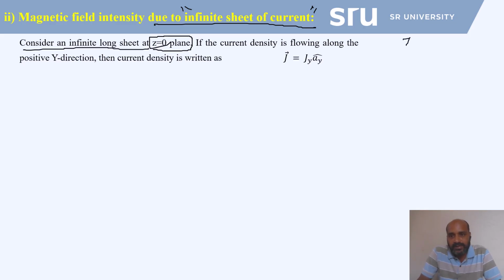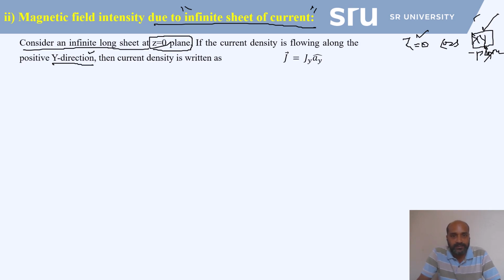I mean, if you say z equal to 0 plane, or you can say xy plane, in the sense, just consider the floor in your room. So let that floor be the xy plane. Then on that floor anywhere the z value will be 0. So you can represent that floor in two ways. Either you can say xy plane or z equal to 0 plane. Now the current is passing through that sheet in y direction.